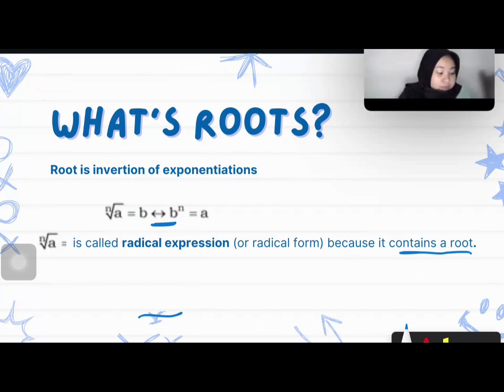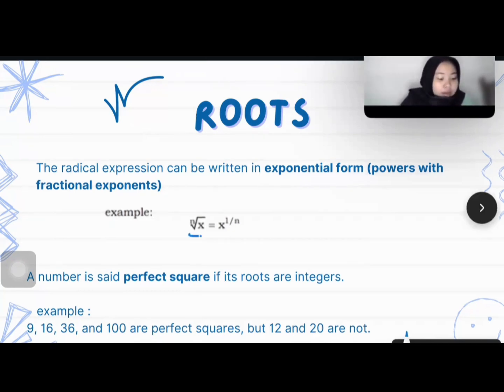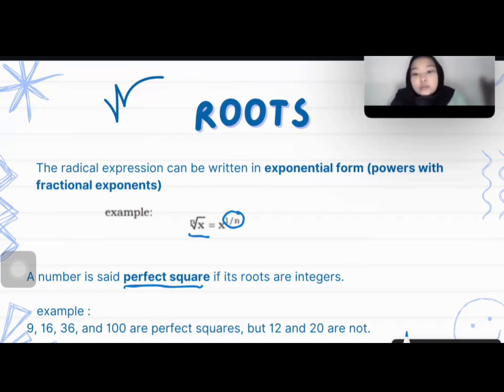Next. The radical expression can be written in exponential form, as powers with fractional exponents. For example, the nth root of x equals x to the power of 1 over n. A number is said to be a perfect square if its root is an integer. Example, 9, 16, 36, and 100 are perfect squares, but 12 is not.